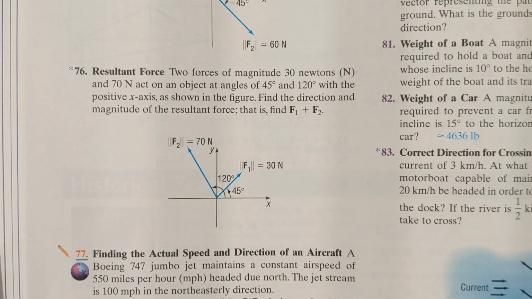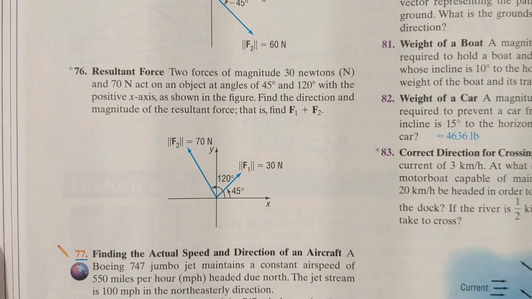It says two forces of magnitude 30 newtons and 70 newtons act on an object at angles of 45 degrees and 120 degrees with the positive x-axis, as shown in the figure. We're going to find the direction and the magnitude of the resultant force. That is, they want us to find the vector F1 plus F2.